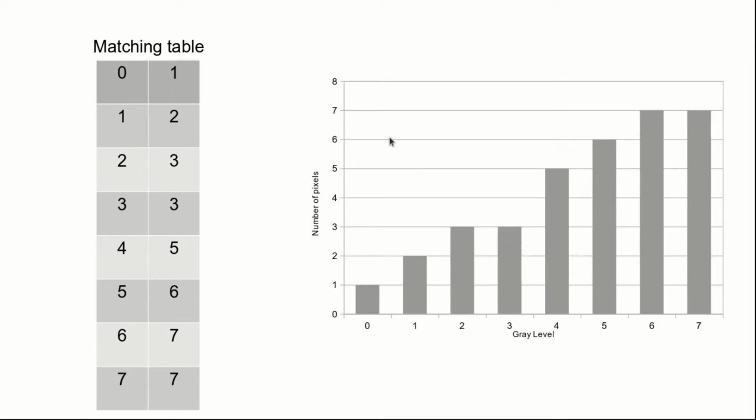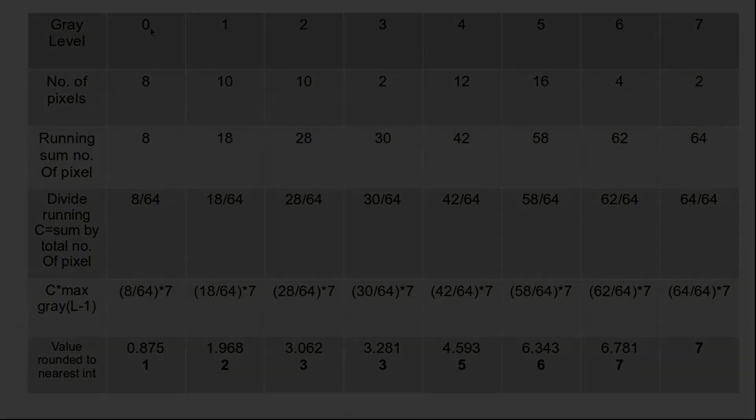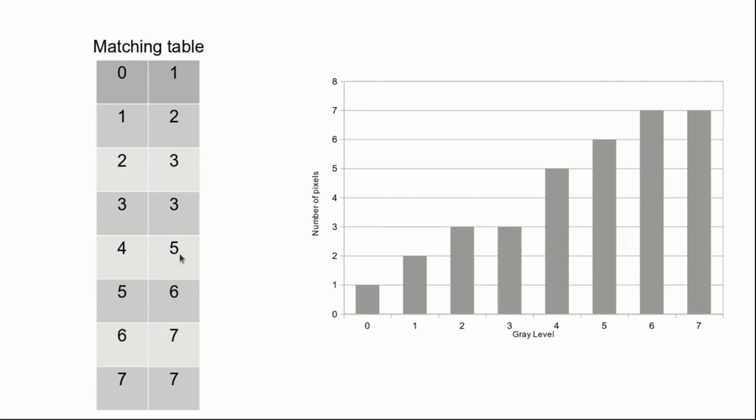Next, we have to plot a matching table. The first column represents gray level. We have taken gray levels from 0 to 7, so take them as they are. The next column represents the value rounded to the nearest integer.